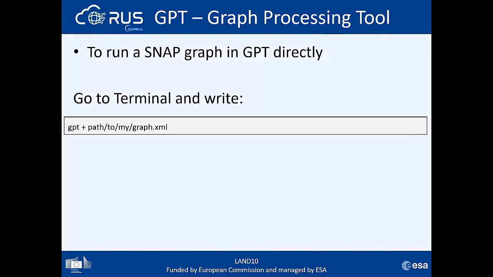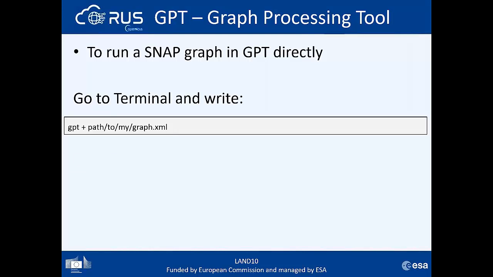Be aware that since the RUS Copernicus VMs are ready to use, it is enough to write GPT in the command line. This will trigger the action to launch the GPT program. If you are on your own computer, or in an environment where GPT is not recognized as a command, you have to set it as an environment variable.